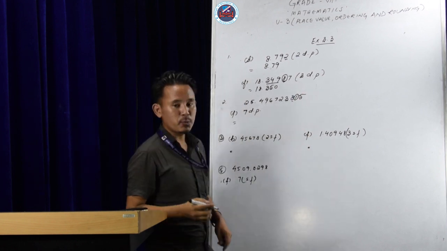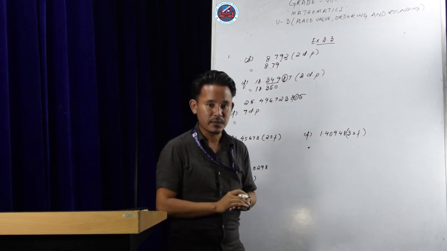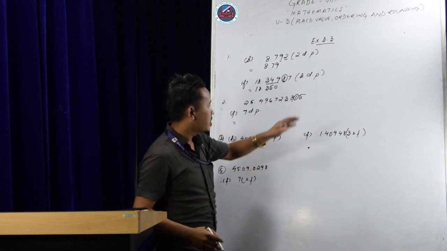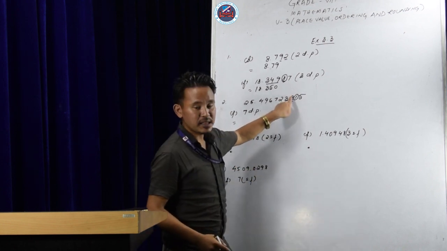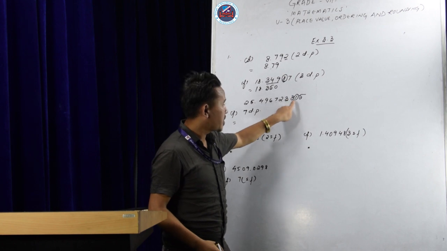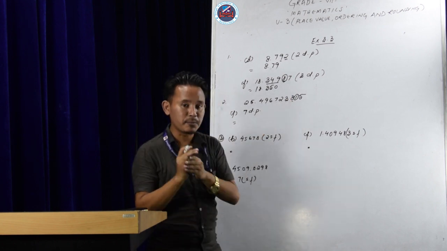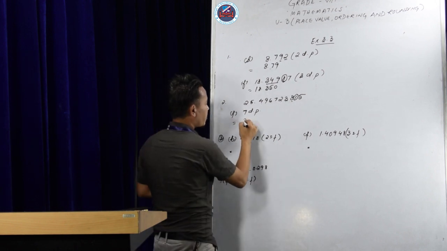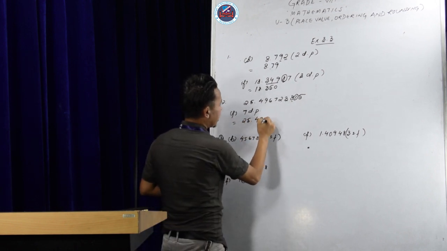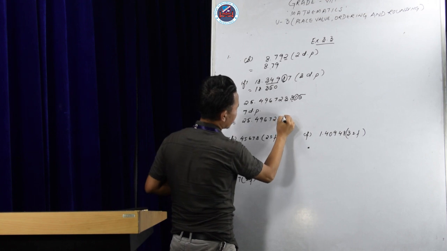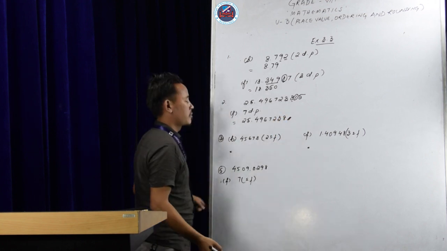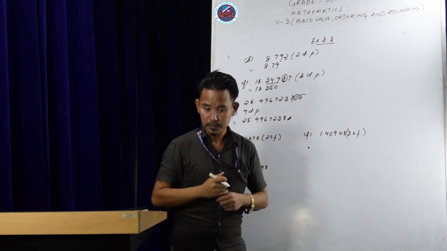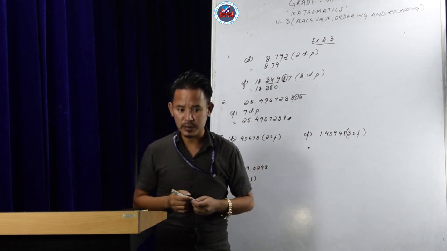That means 1 is less than 5, right? Had it been more than 5, then this 8 gets increased to 9. But here, as we can see, the value is less than 5, right? So it remains as it is. That is 25.496723. That's it. Now let's move on to question number 3.